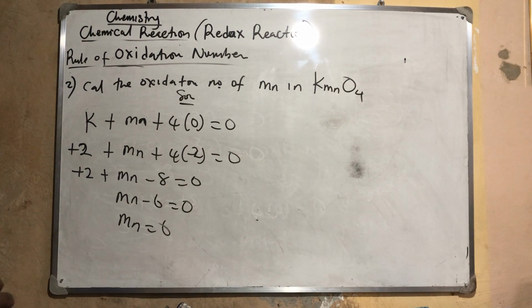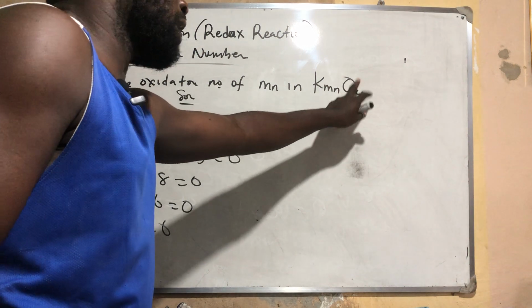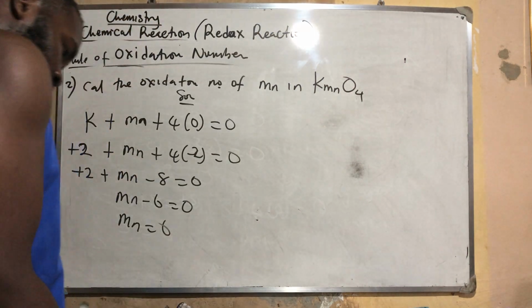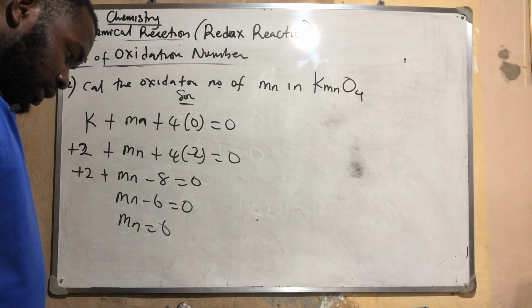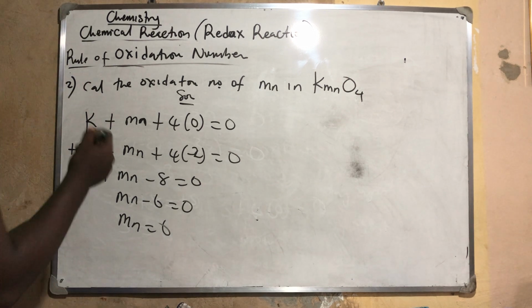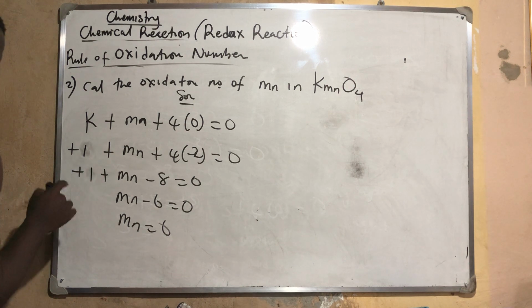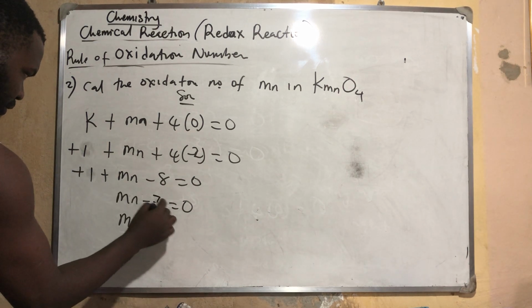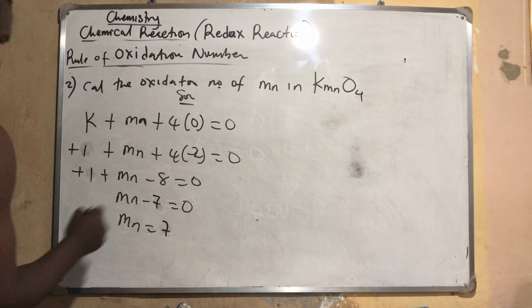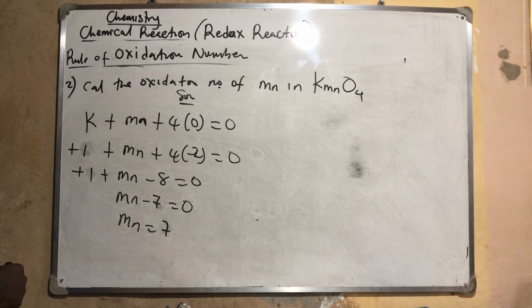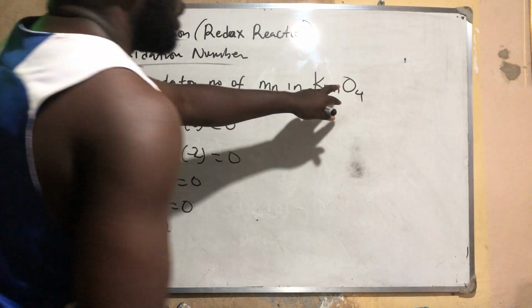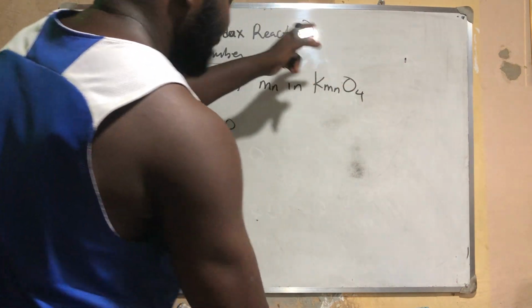So that is why we call it potassium tetraoxomanganese 6. All right? Potassium is 1, not 2. Jesus. Potassium is 1. So this and this will give you 7 here. Sorry. So I have 7. Yes, 7. All right, so that is that. So it is called potassium tetraoxomanganese 7.